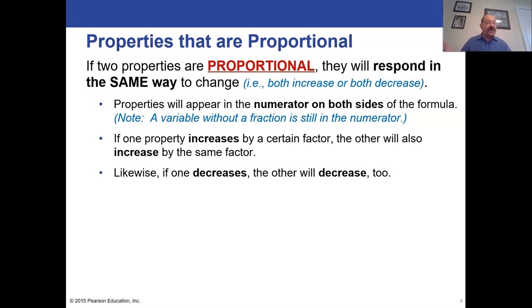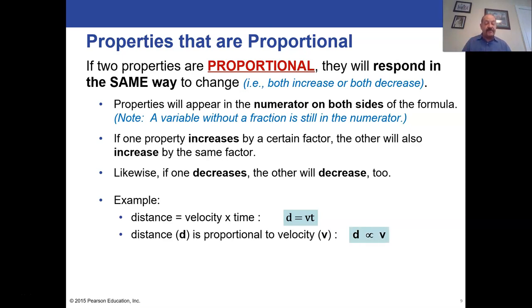Likewise, if one decreases, the other will decrease by the same factor. So for example, distance equals velocity times time, or speed times time. Most of the time I'll use speed and velocity interchangeably, but velocity really means you know what direction we're talking about. So distance equals velocity times time. D equals V times T.